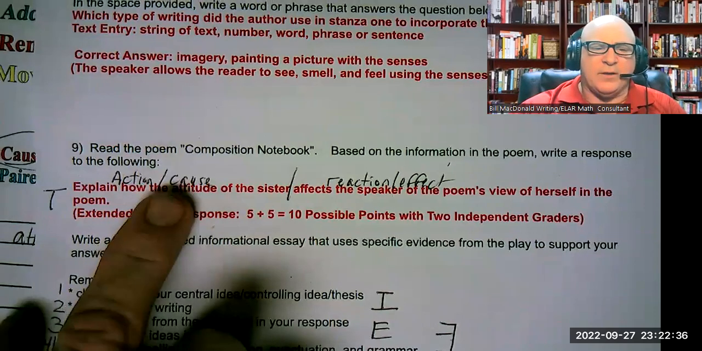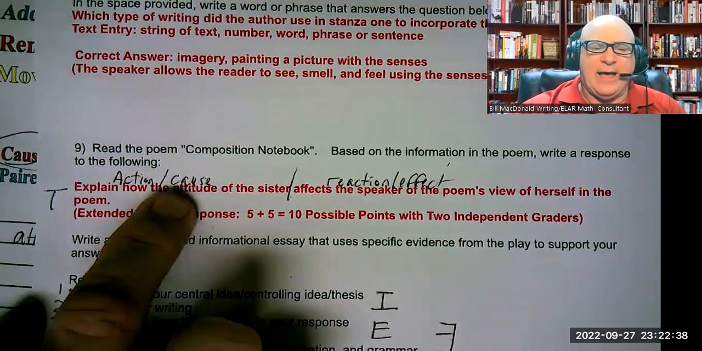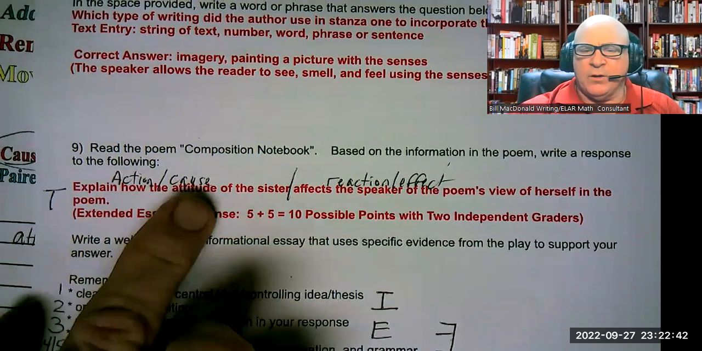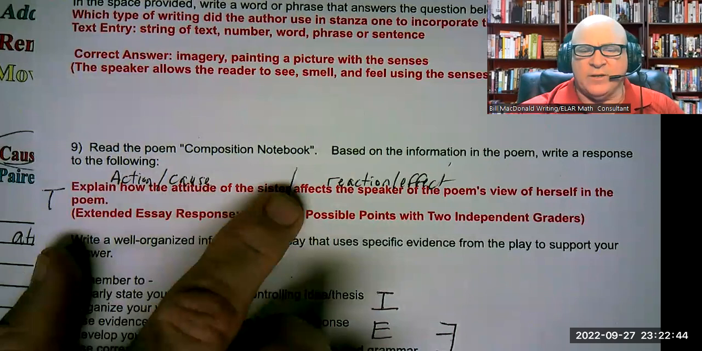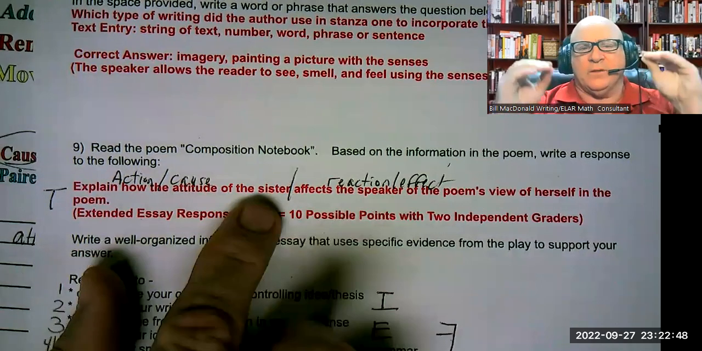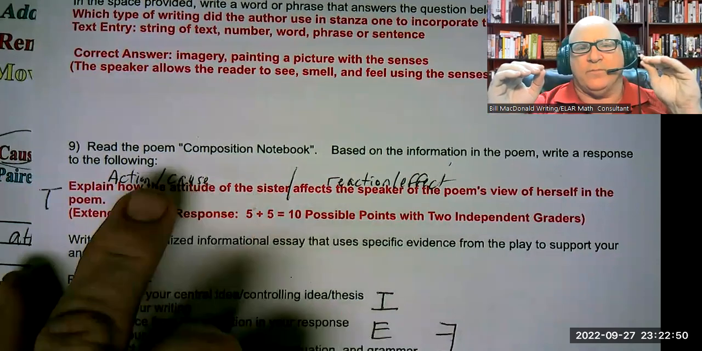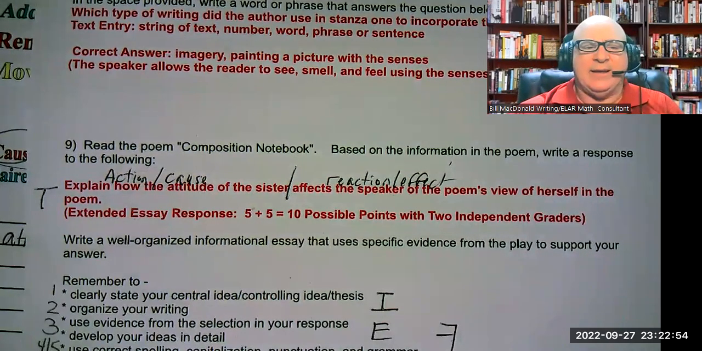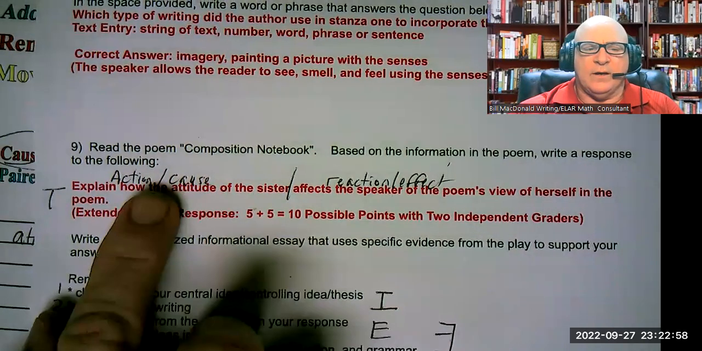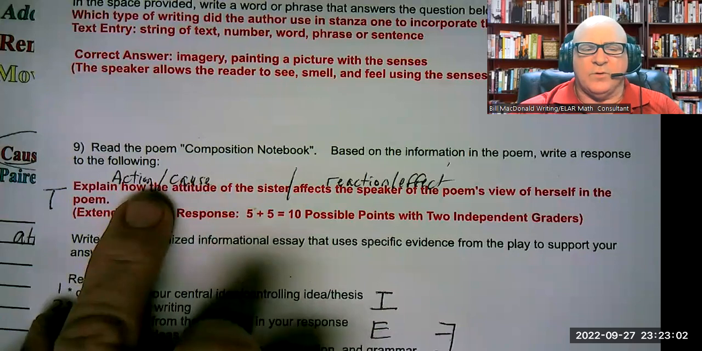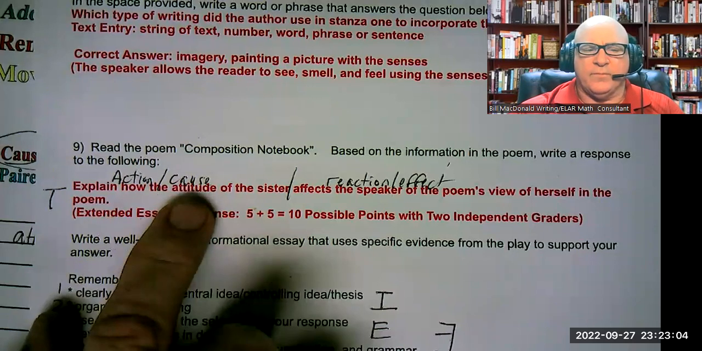So the topic: explain how the attitude of the sister wall affects the speaker of the poem's view of herself in the poem. So if we think of sentence structure, text structure, if you want to call it that, there's an action here or a cause, the attitude of the speaker. So that's the first part.